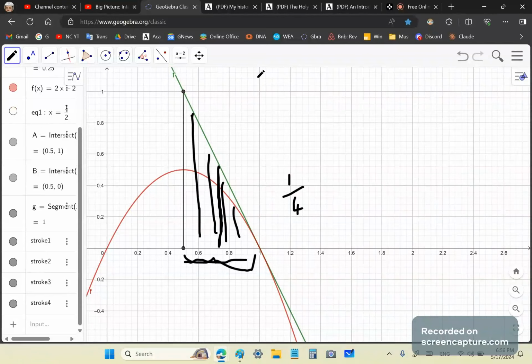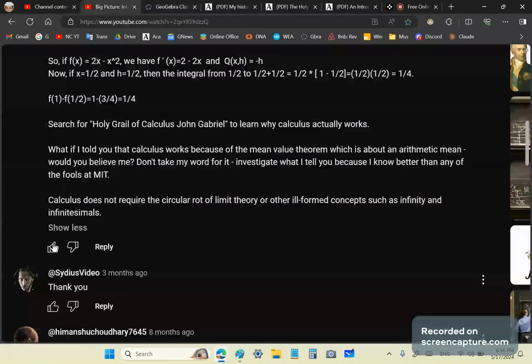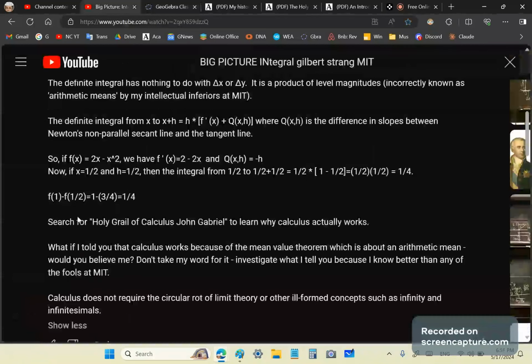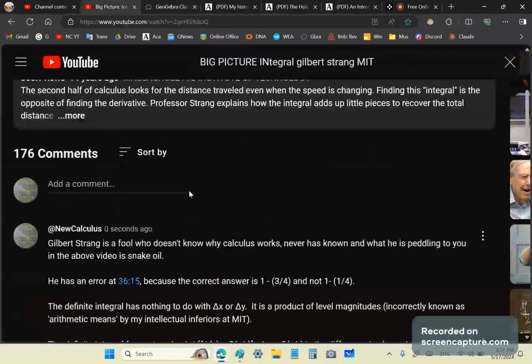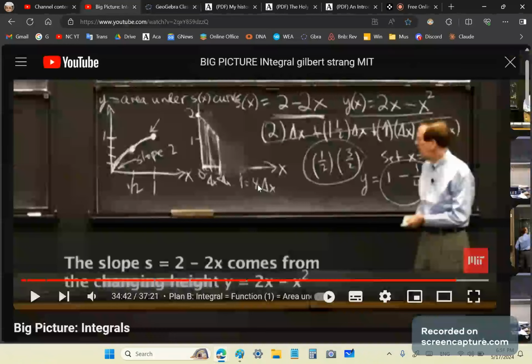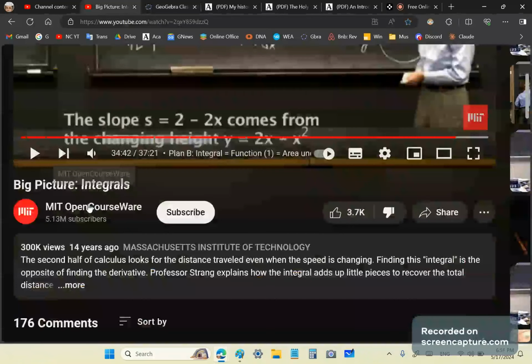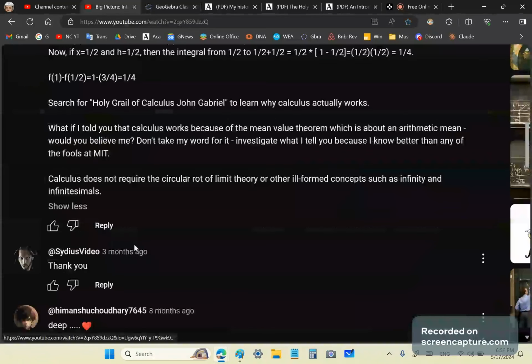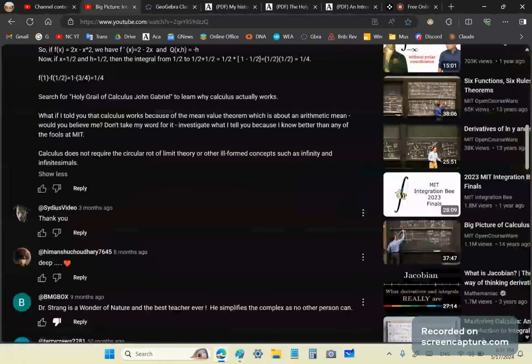So in his idiotic presentation for MIT courseware, he talks about all this gibberish, which, of course, is total nonsense. And he doesn't understand why calculus works. He's never understood, and neither have his colleagues. Sure, they know how to use the results, but even chimpanzees know how to use the results. It's like driving a car. You don't know how it works, but you're able to drive it, right?